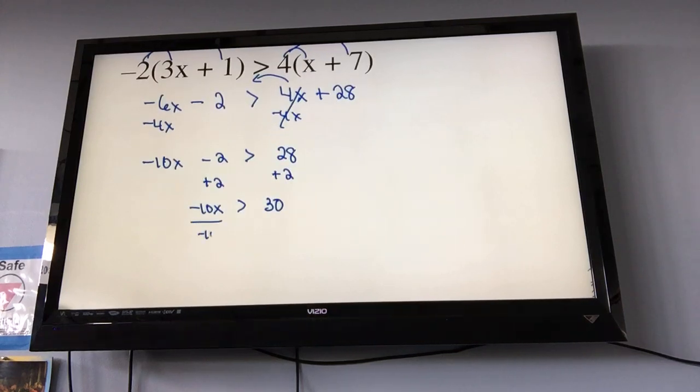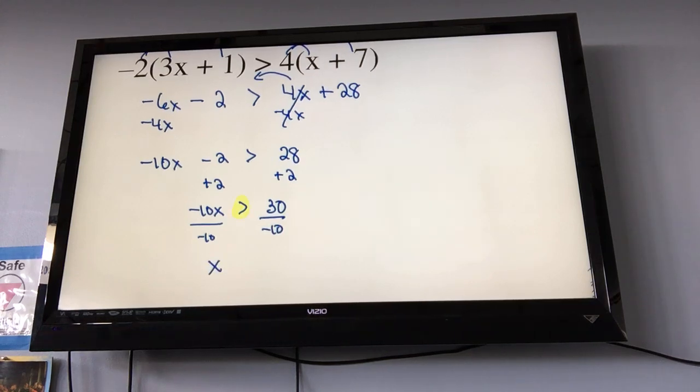And divide by negative 10. Ding, ding, ding. I am dividing by a negative. So I'm going to switch that symbol to the other direction.